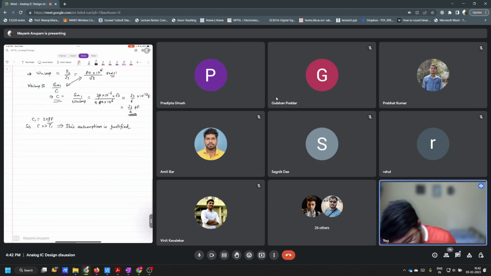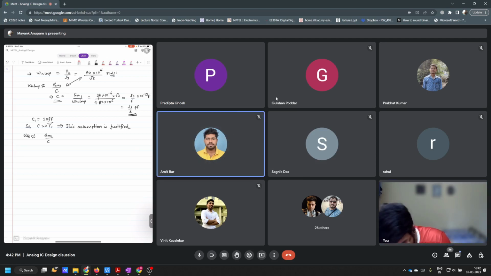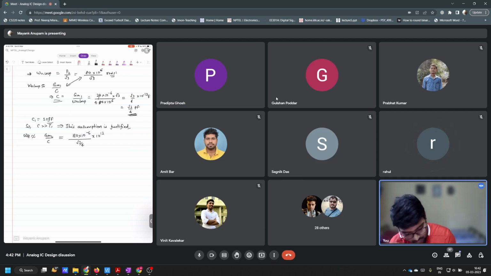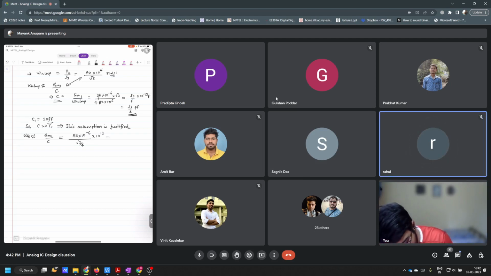Correct. Now let's calculate omega Z. What will it be approximately? GM2 by C. What is GM2? 80 into 10 to the power minus 6. What is C? Root 3 by 4 into 10 to the power minus 12, isn't it? So what will it be? 320 divided by root 3 into 10 to the power 6 radian per second.